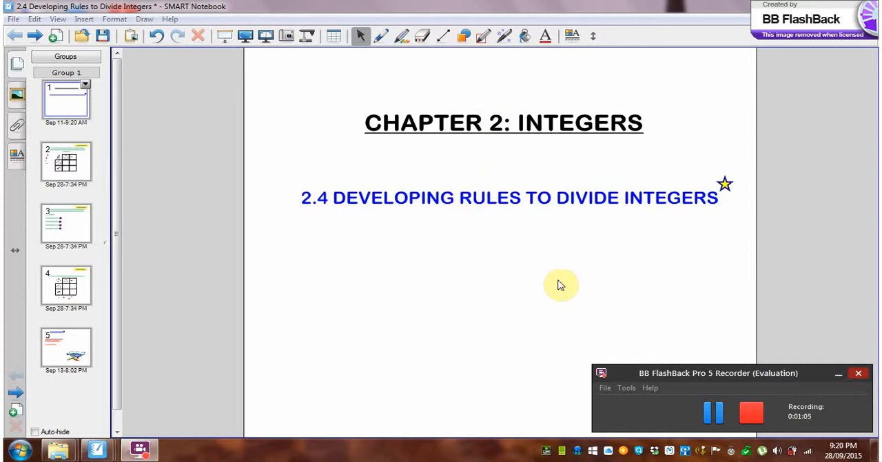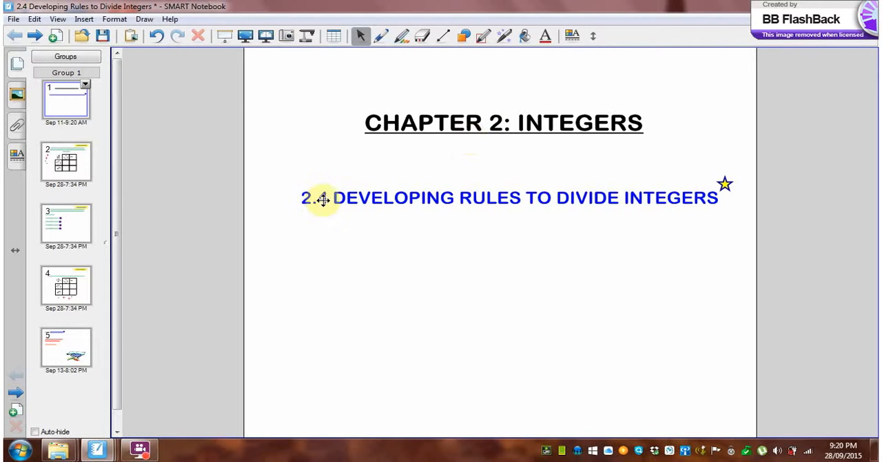Okay, so now what we're actually doing today is we're writing down section 2.4, developing rules to divide integers. This is going to be a very quick lesson, and it shouldn't be too difficult if you understood the rules for multiplying integers. So just write down our section title, pause if you need to, and when you're ready, come on back and we'll jump into it.